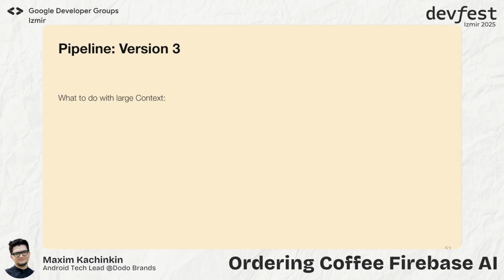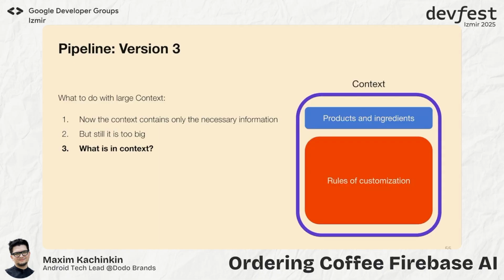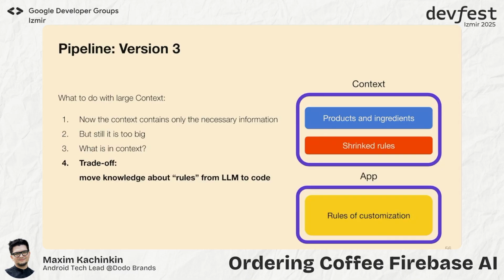So we have our context. Our context contains only necessary information right now, but it is still too big. So we looked into this context deeply to see what's going on there. There are products, ingredients for drinks, and rules of customization. This is the real villain. It takes the most part of the context. So we decided to make this trade-off.